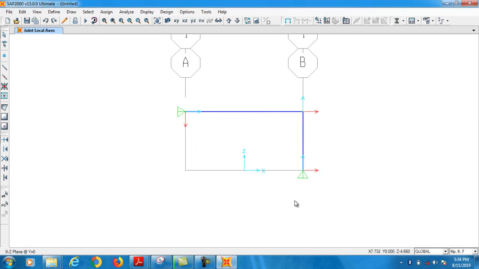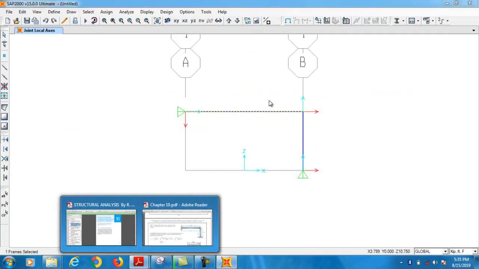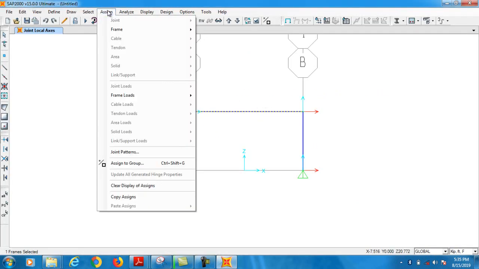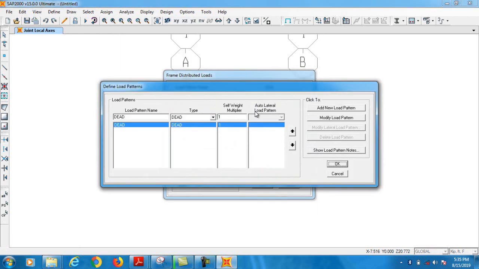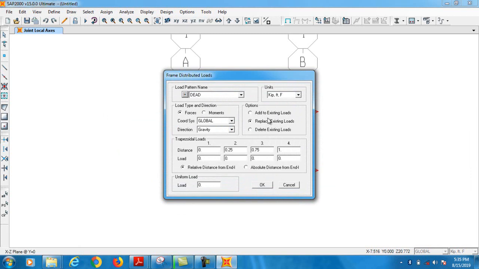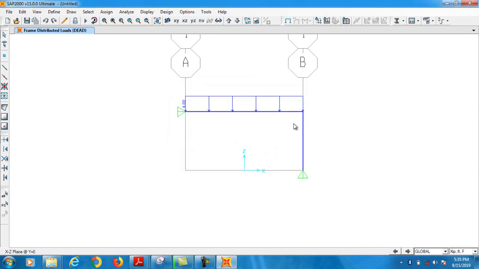Now we have to assign a UDL. Make sure the units are kip per feet, distributed. Modify it, kip-feet. Your axis will be global, direction will be gravity. The load magnitude is 4 kip per feet.